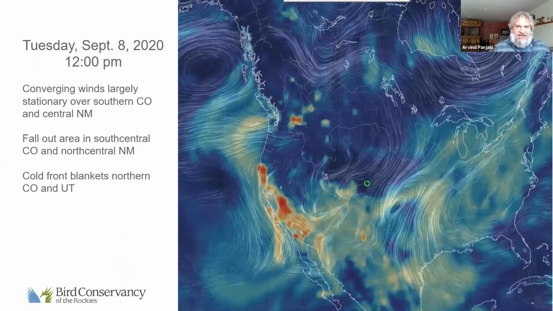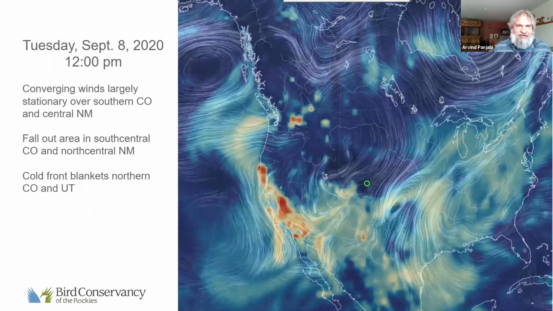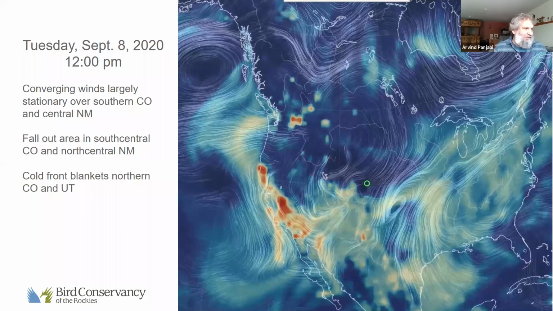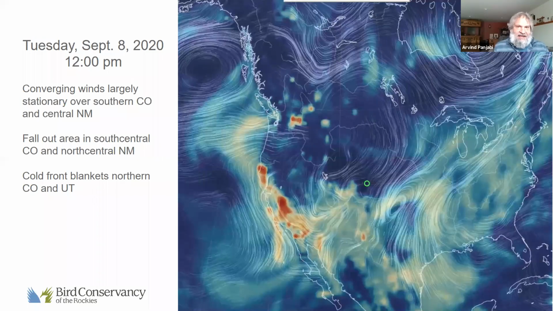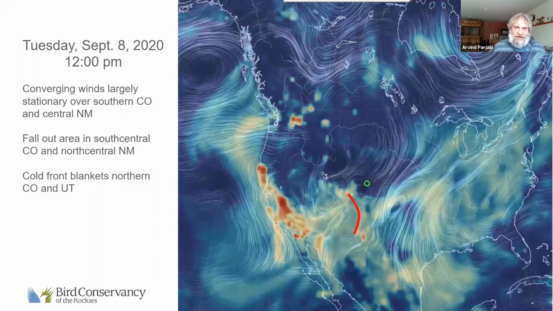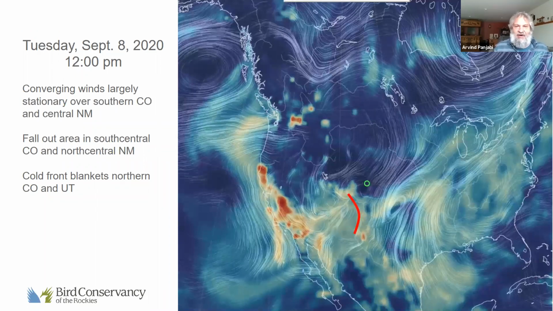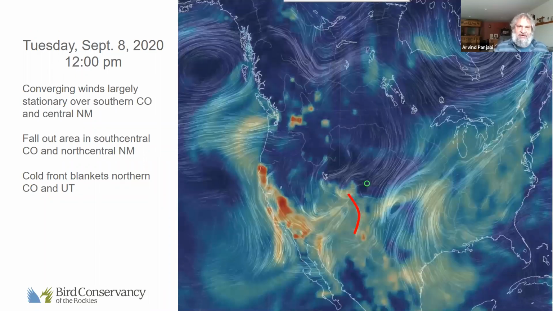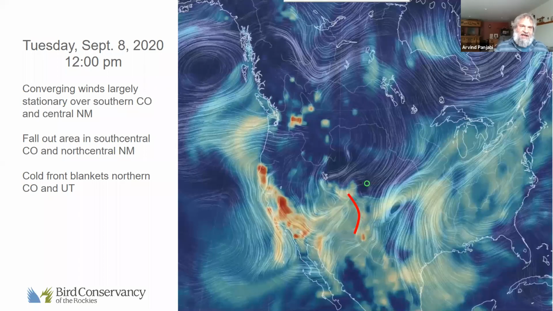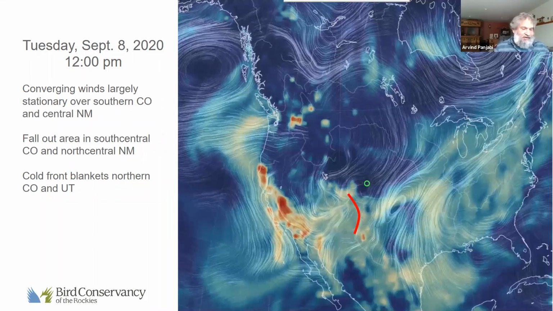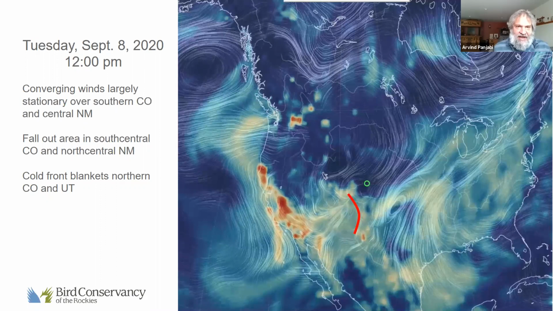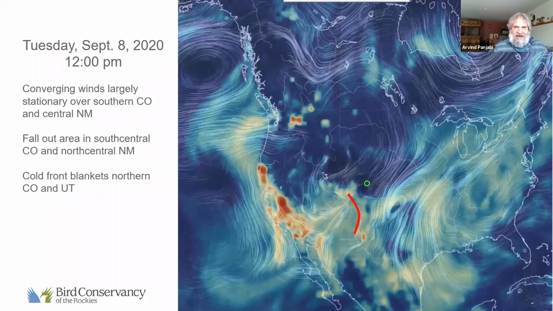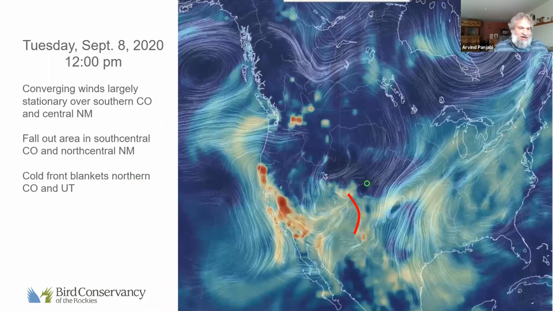Middle of the day during the storm, this is about peak snowfall in Colorado at the time. Again, that convergence zone is largely stationary now over southern Colorado and central and northern New Mexico, which is the fallout area, and that cold front is now blanketing much of northern Colorado and Utah.